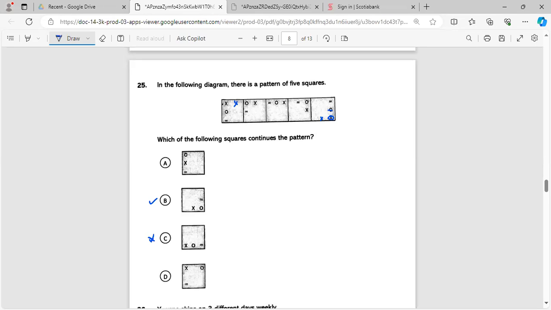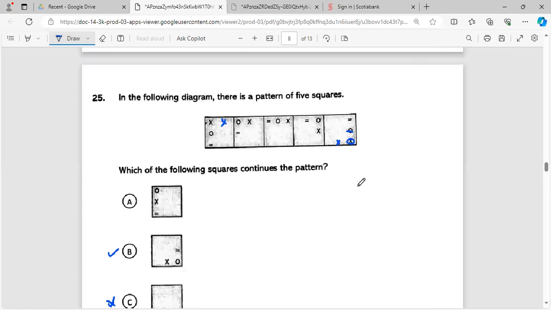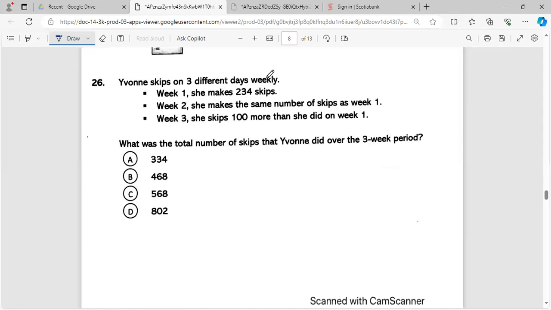Alright? So guys, you have to observe very carefully, and ensure that the pattern works throughout. So if you choose an option that doesn't work for all of them, then that would not be correct. You have to observe it. Alright? So let's move on to 26. Go ahead and WhatsApp me this one, and then we will discuss. So go ahead.